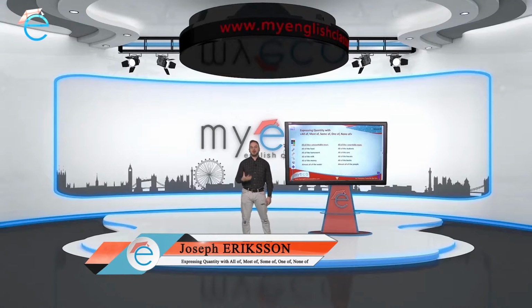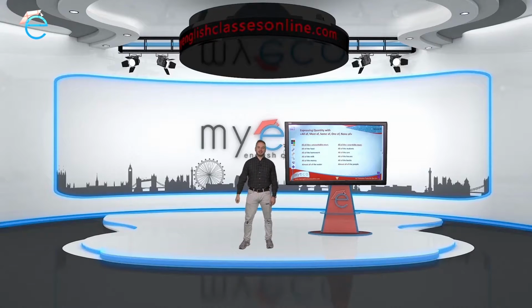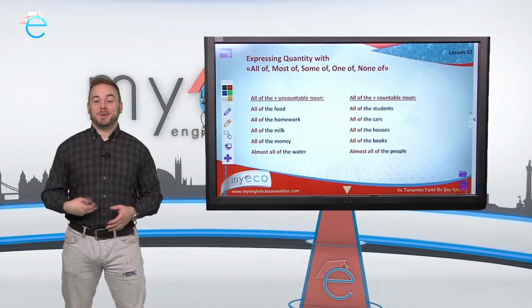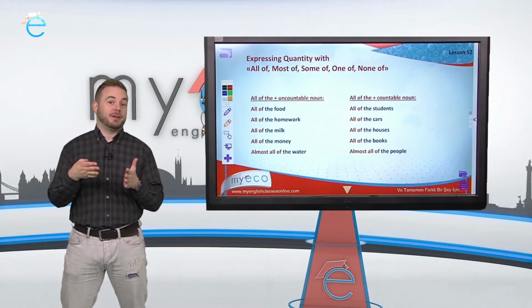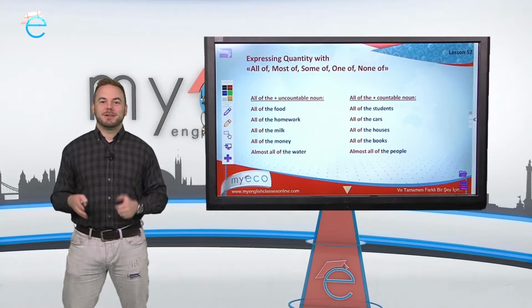This lesson is about expressing quantity with all of, none of, some of, etc. Let's start the lesson. In English, to express quantity, we can use all of, or some of, a little of, one of, and none of. Let's take a look.